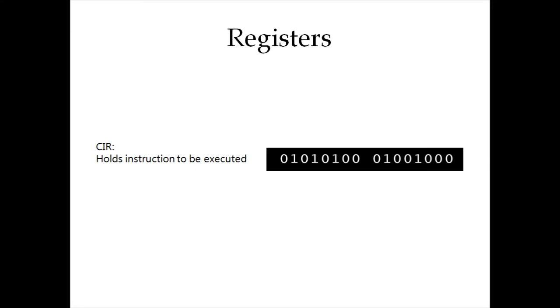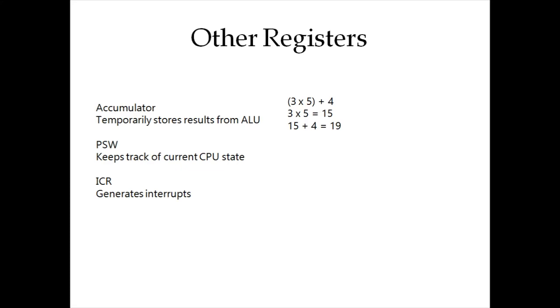There are two parts to an instruction, the opcode and the operand. The accumulator temporarily stores results from the ALU. The ALU can only do one calculation at a time. In larger calculations, it must remember answers to parts it has previously calculated. The program status word keeps track of the current CPU state. The interrupt control register generates interrupts.